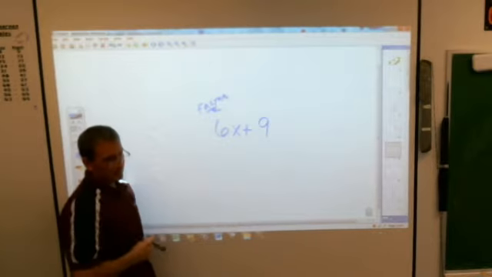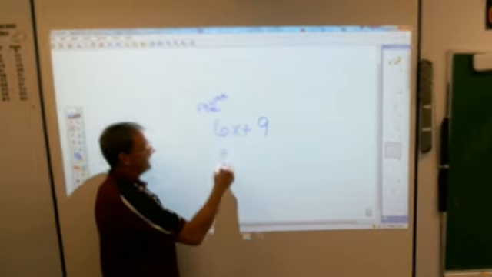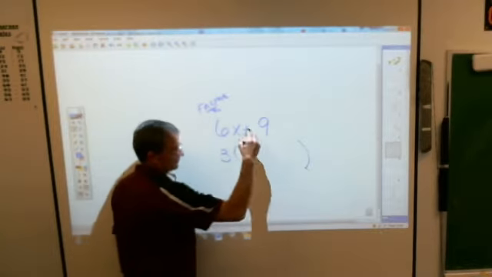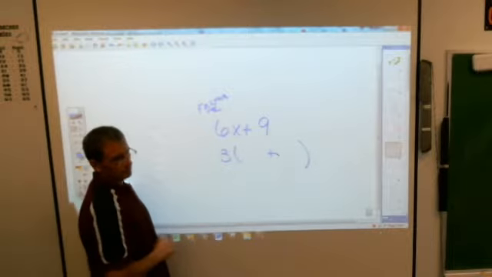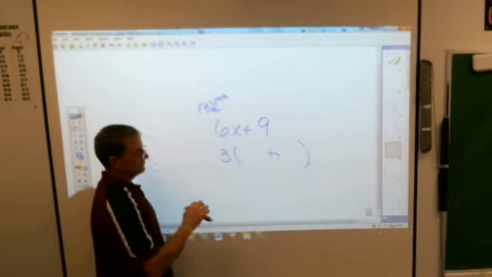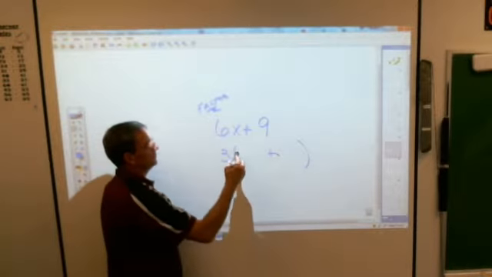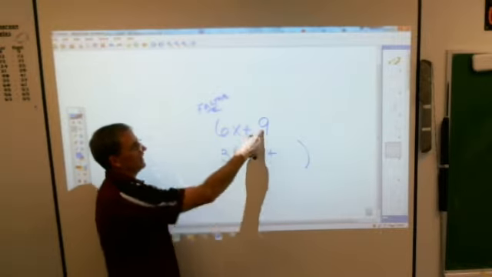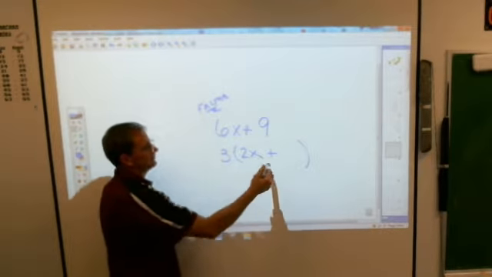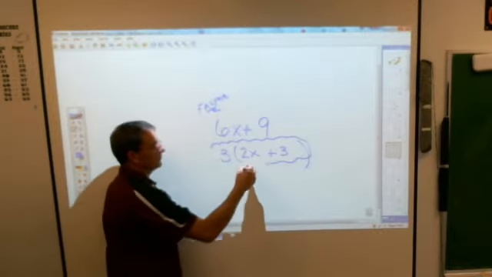What can you take out of 6x and a 9, Liv? 3 again. If I take that 3 out, keep my plus sign, what do I get for the first term? Remember, this is division, not subtracting. 6x divided by 3 is, Charlie? 3. Nope. 2. 2x. You keep the x. And 9 divided by 3 is? 3. That would be your answer of the factored out sort of thing.